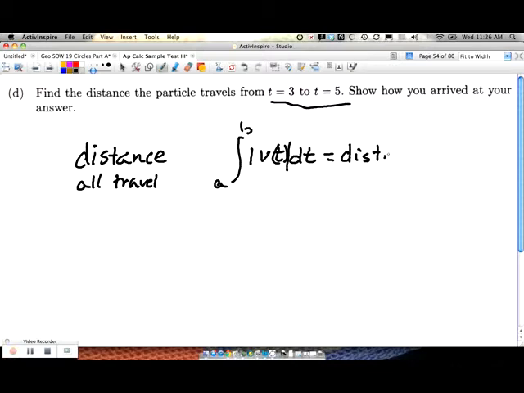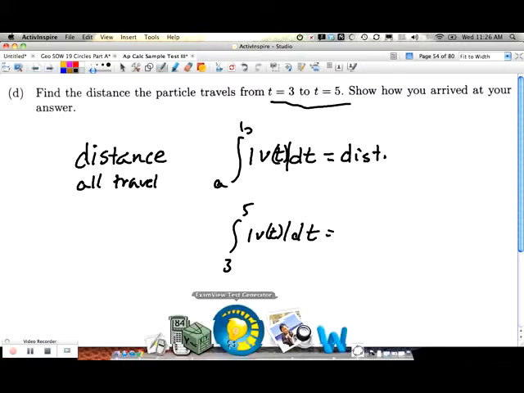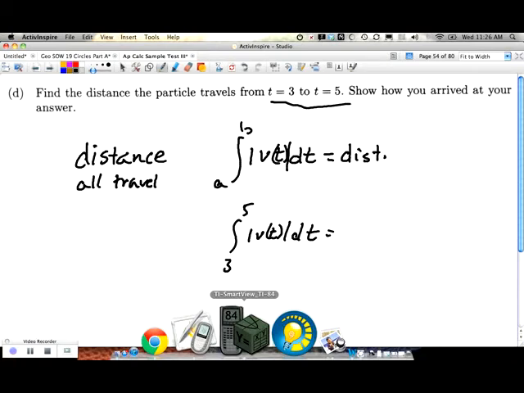That's going to equal our distance. And we know A and B. They're telling us it's from 3 to 5. And then we're going to do the absolute value of v of t. And we can actually do this in our calculator. So let's do that. Let's use our calculator.